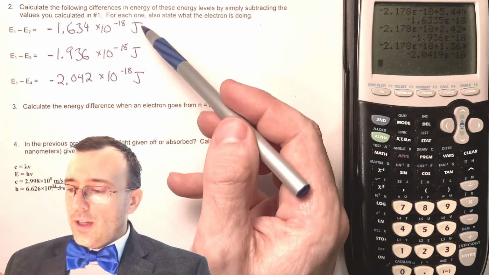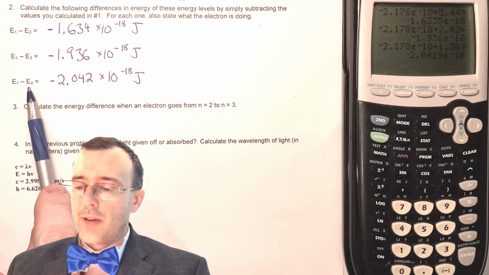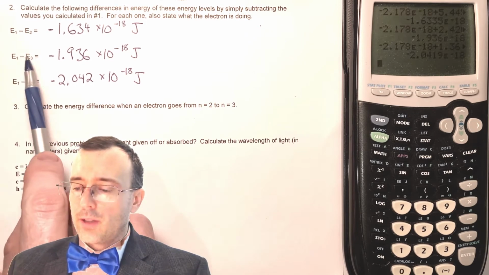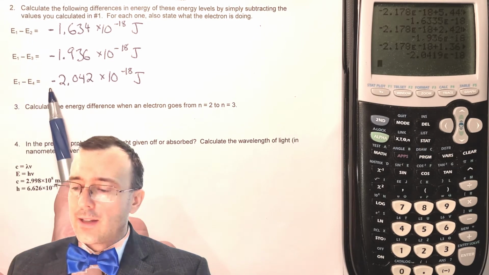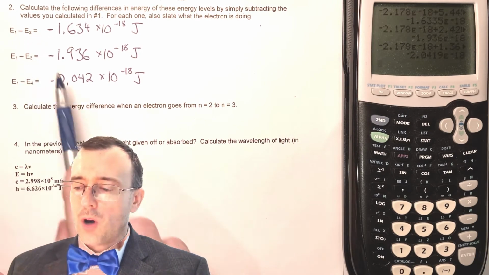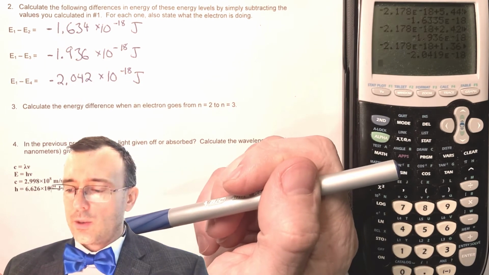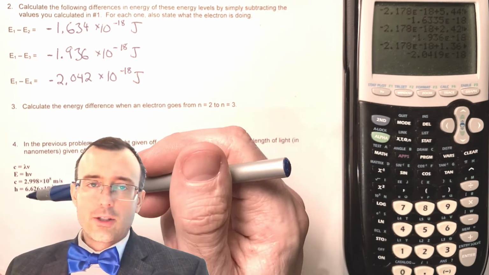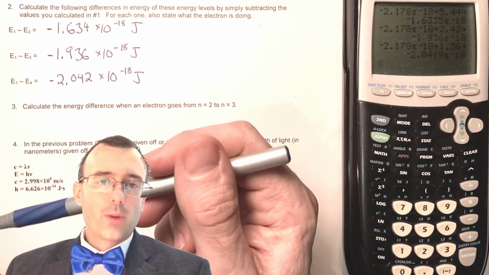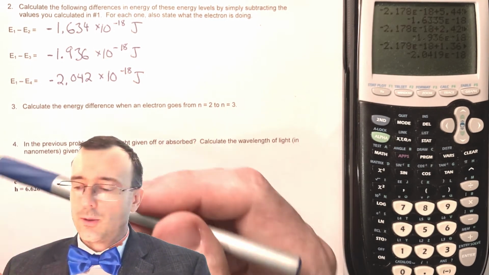So these are all the differences in energy when an electron drops down from energy level 4 to 1, 3 to 1, or 2 to 1. This, as expected, is the largest absolute value, and this would be the smallest. All of these are negative because the electron is losing energy, and that energy is being converted into a photon. So the energy is not being lost and going nowhere, but is turning into a photon.